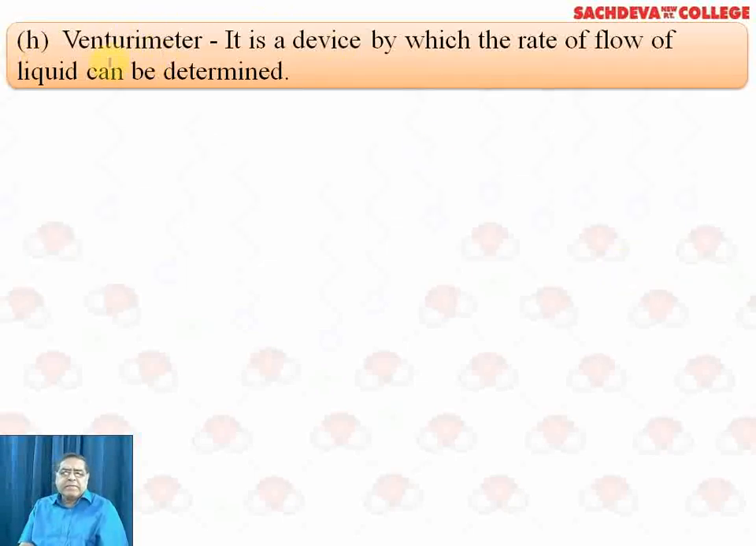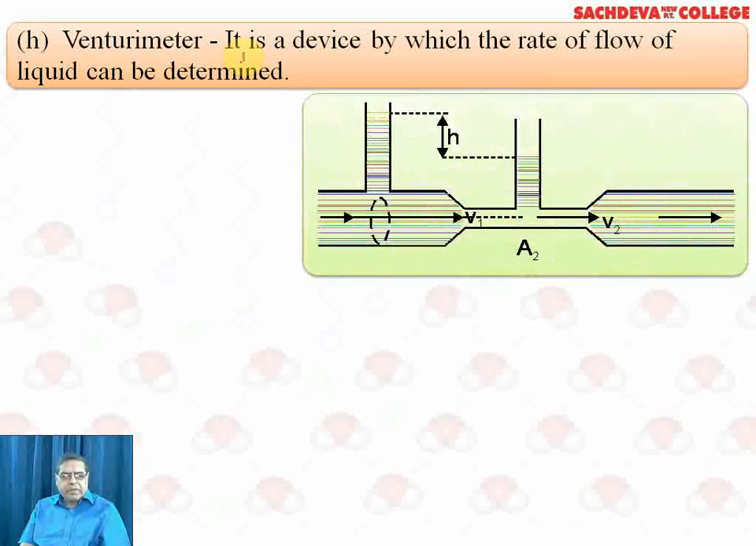Now the next example is a venturi meter, in which the tube in the middle is of low diameter and the extreme tubes are of greater diameter. When the water rushes through the tubes of greater diameter, its velocity will be less, but when it is flowing in the middle part where the radius of the tube is less, the velocity of the flow will be more. It is shown in the figure here. V1 and V2 are the two velocities, A2 is the area, h is the height. So it is a device by which the rate of flow of liquid can be determined.